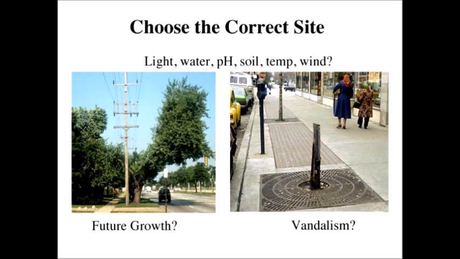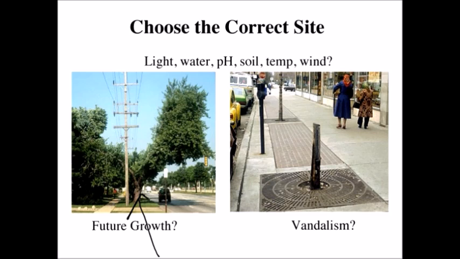Then do a little bit of forethought. What's this tree going to look like 20 years from now? Many times, the thing that really gets me is how trees are planted too close to a house, for example, or a street or a road or a driveway, because it looks great quickly, but then down the road it ends up being a problem. Maybe you even have to take it out.